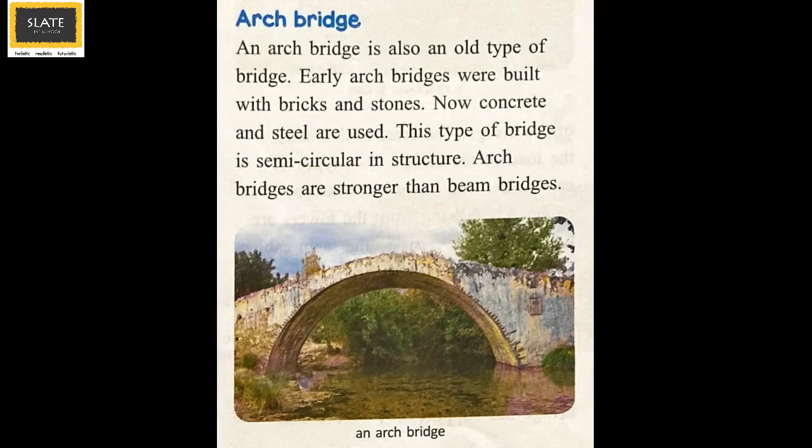Arch bridge. An arch bridge is also an old type of bridge. Early arch bridges were built with bricks and stones. Now, concrete and steel are used. This type of bridge is semicircular in structure. Arch bridges are stronger than beam bridges.